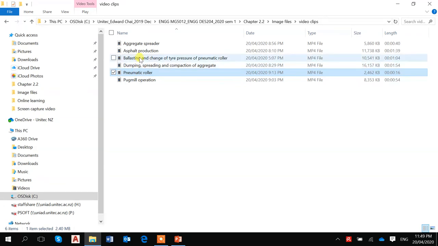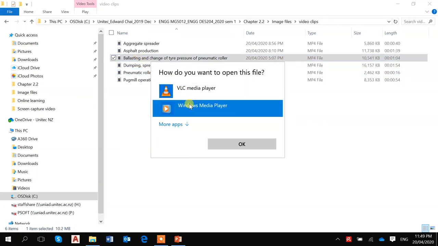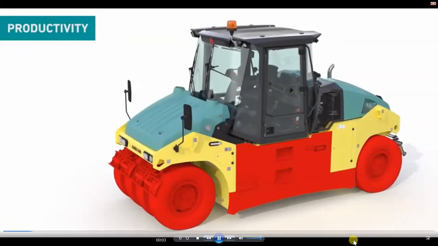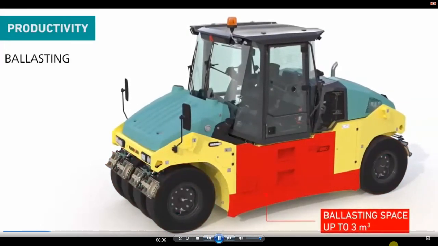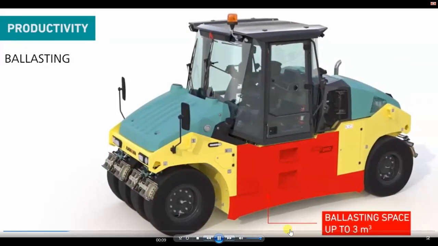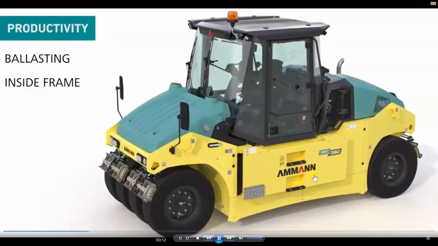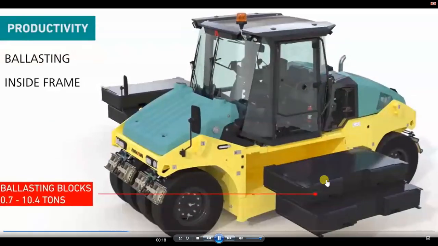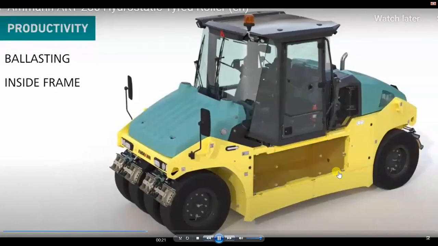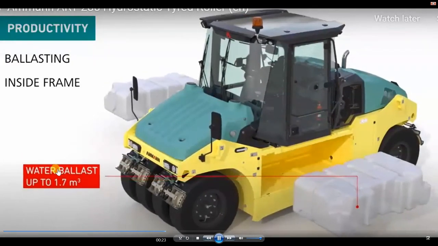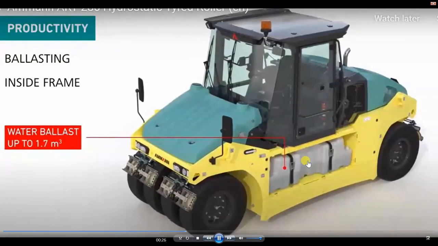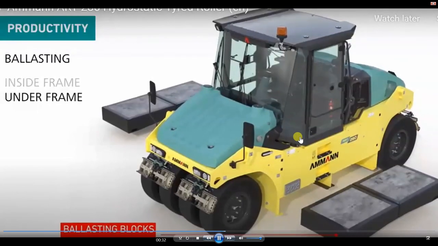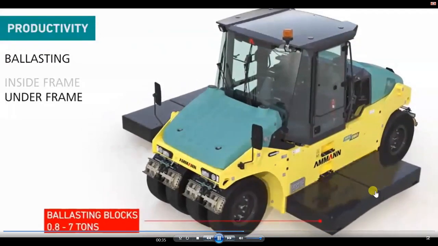So we're going to look at the ballasting and change of tire pressure of the pneumatic tire roller. This pneumatic tire roller has ballast space. They can fill up the ballast blocks to increase the weight, or take away the blocks to become lighter. Or they have water ballast as well. They fill in water to increase the weight, so they can change the static weight of the roller, either with blocks or water.